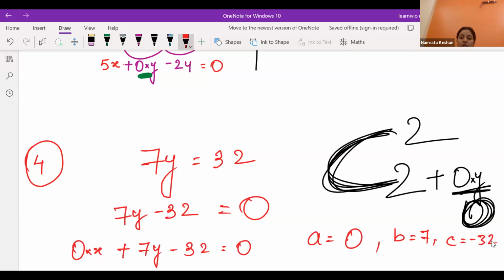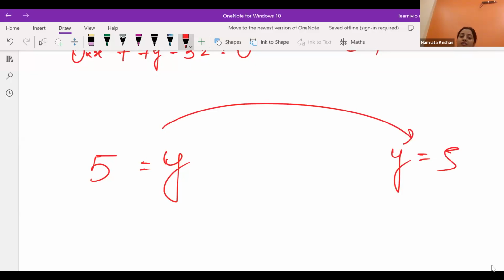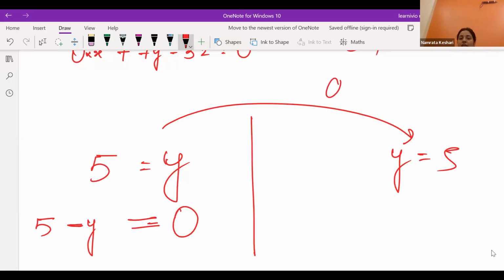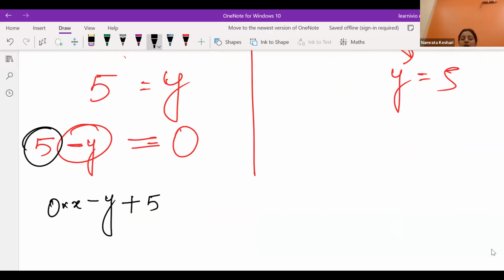Yes, ma'am. Now you can also have an equation like 5 is equal to y. If you want, you can write it as y is equal to 5 this way. Otherwise, if you are always comfortable bringing everything on the left hand side, you want to make minus y over here, 5 minus y, this way you want to write, then that is also completely fine. In standard form, we are having the x term first, the y term after that, then the constant, so we can follow the same pattern. So 0 into x minus y, I am copy pasting. Here 5 is added, so I am writing it as it is. Are you getting it?